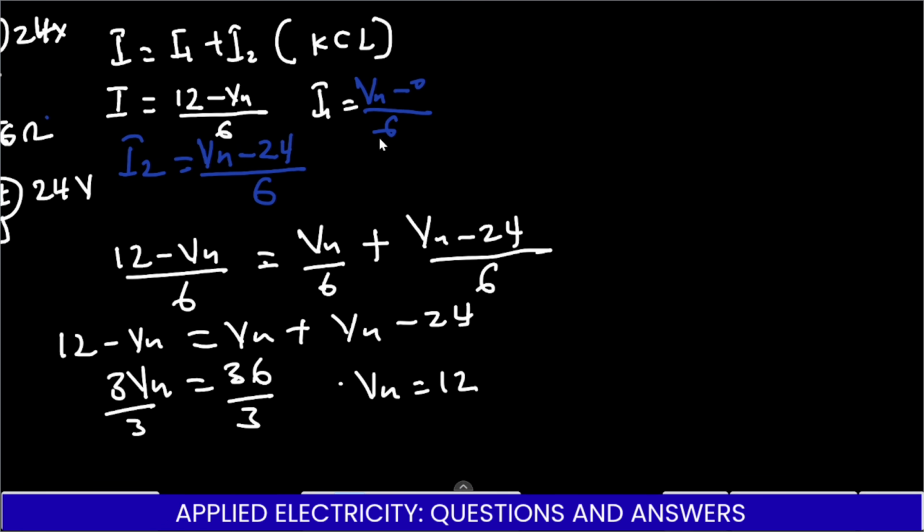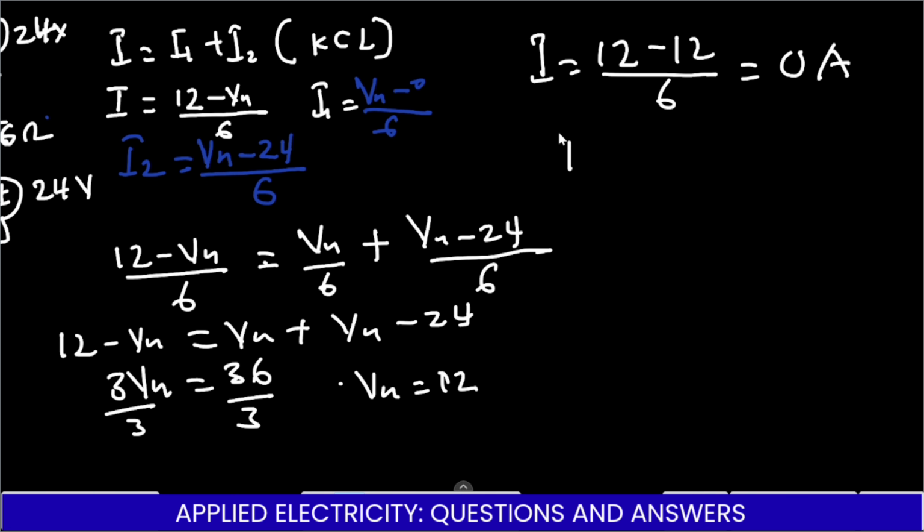Realize that we had our I, which is equal to 12 minus Vn. So that will give us 12 minus, and we know that Vn is 12, so we just put in 12, all divided by 6, and that will give us 0 amps. Now we have our I1, and I1 is equal to Vn divided by 6, which is 12 divided by 6, and that will give us a resulting value of 2 amps.